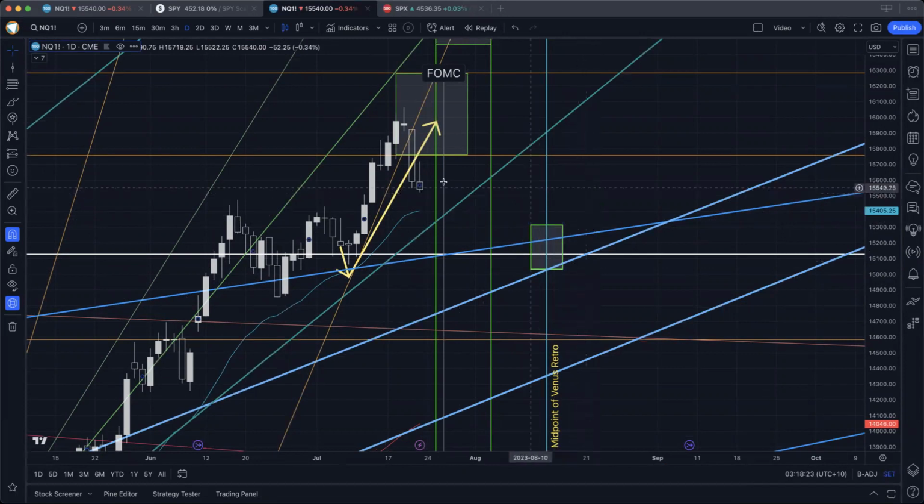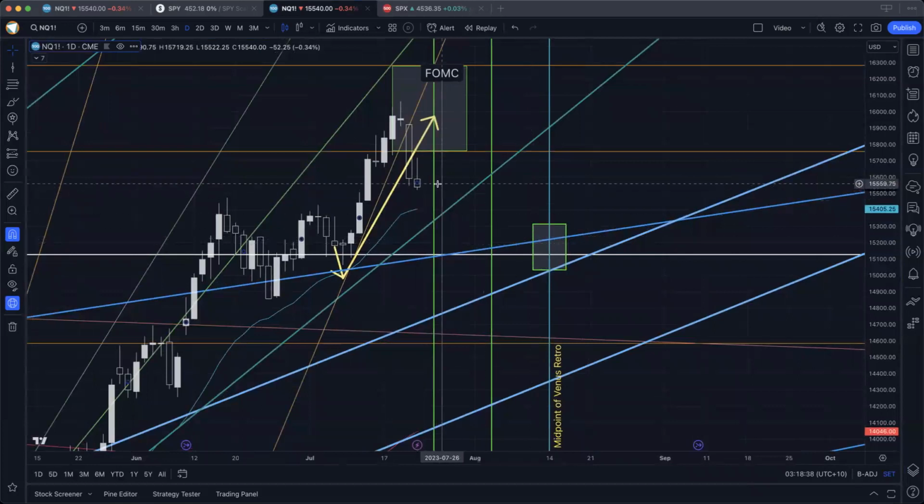Okay, but basically, I'm looking for some volatility here as we move down and tag this next target box on August 14th, that being the midpoint of Venus retrograde, and then I think we're going to come back up into early September here. And so that's basically the profile I'm looking for. We could come back up to match that price. We could come back up to exceed that price in late August, early September. Okay.